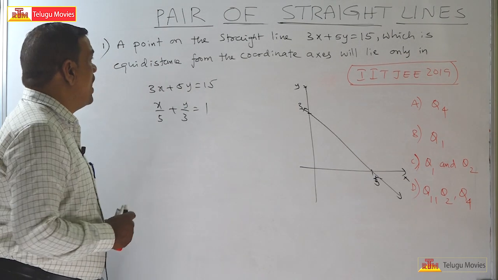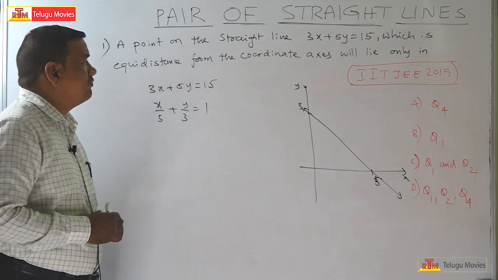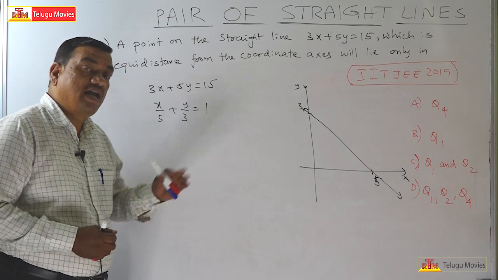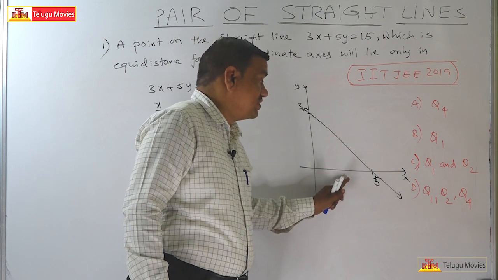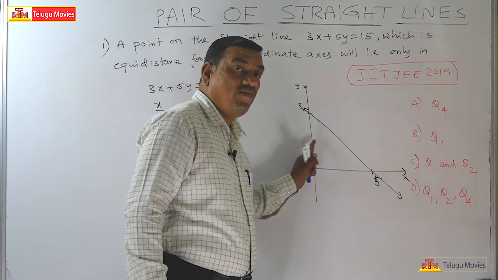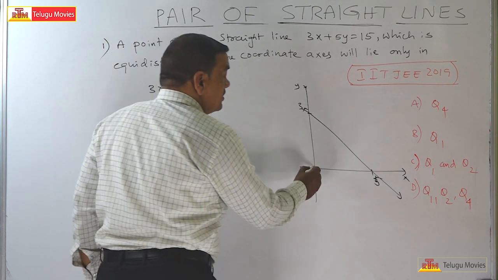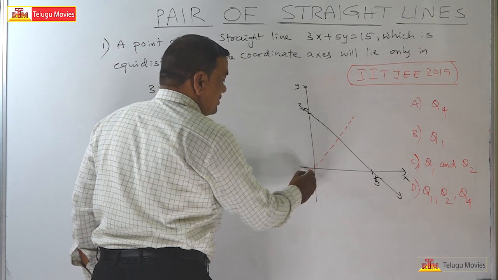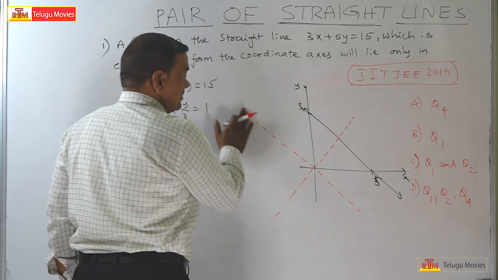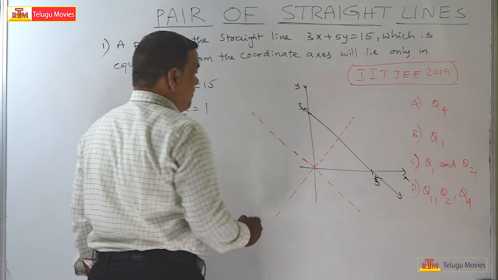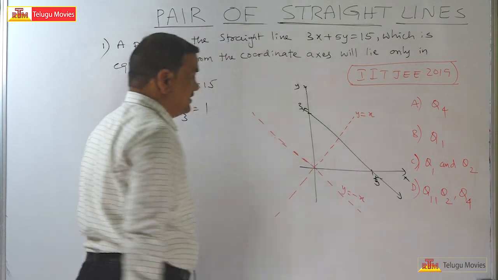Now you have to find a point on the straight line which is equidistant from the coordinate axes, that is, the x-axis and y-axis. Such a point lies only on the angular bisectors. This is one of the angular bisectors, and this is the other angular bisector. These are y = x and y = -x.